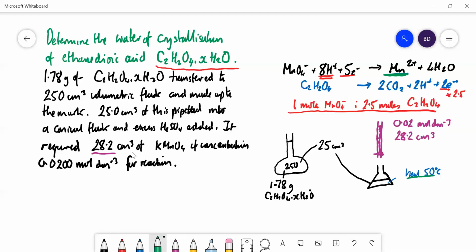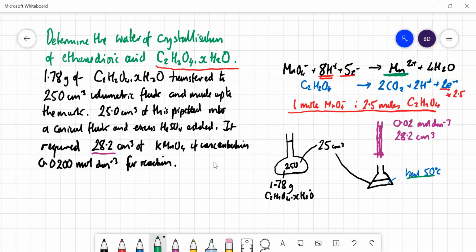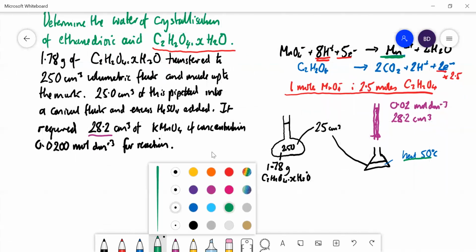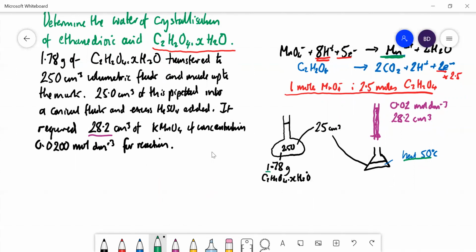Okay, so just experimental details. Let's get on with the calculation. What can we do there? Again, sometimes people's first instinct is, well, we know the mass and we can work out the moles of this, but we can't because we don't know the MR, because we don't know what X is. That's what we're going to try and find out.